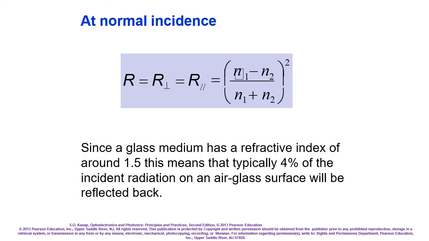At normal incidence, R parallel and R perpendicular are both the same, giving ((n1 minus n2) divided by (n1 plus n2)) whole squared. Since glass has a refractive index of around 1.5, typically 4% of the radiation incident on an air-glass surface will be reflected back.